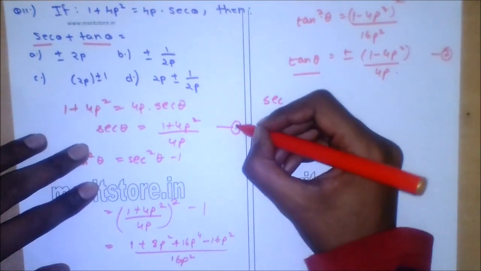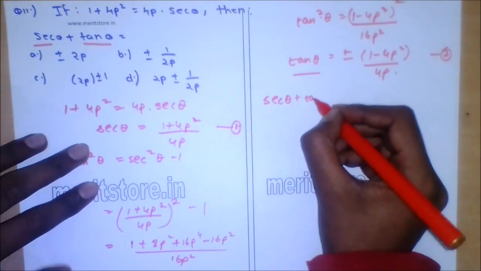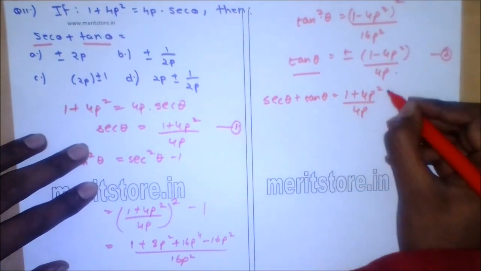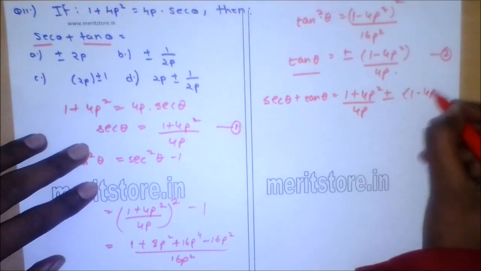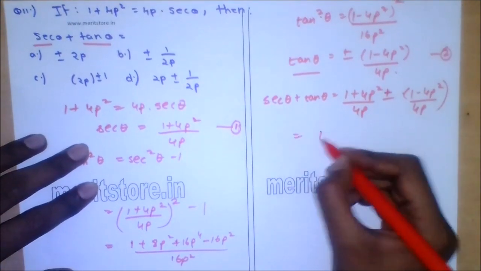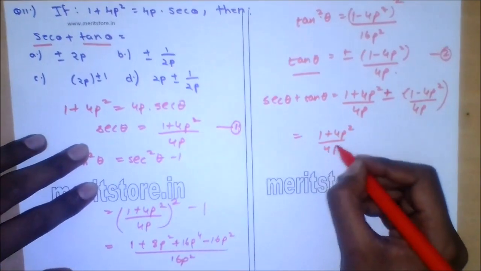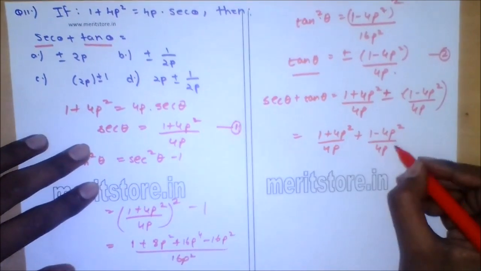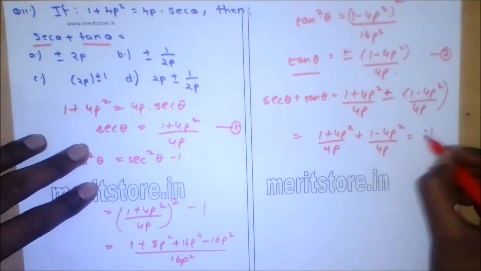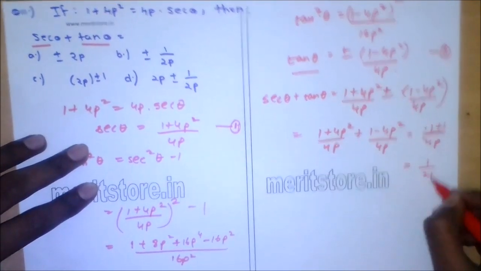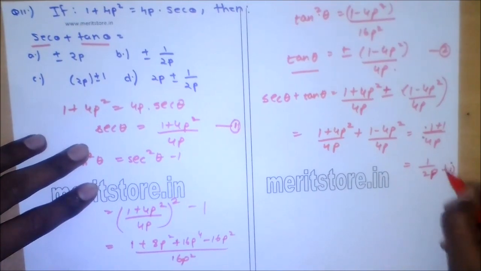So adding 1 and 2, we get sec theta plus tan theta equals 1 plus 4p square by 4p plus or minus 1 minus 4p square upon 4p. Now consider case 1, we add it. So we get 1 plus 4p square by 4p plus 1 minus 4p square by 4p. So we get 1 plus 1 upon 4p. So this turns out to be 1 upon 2p. This is case 1 when we add it.